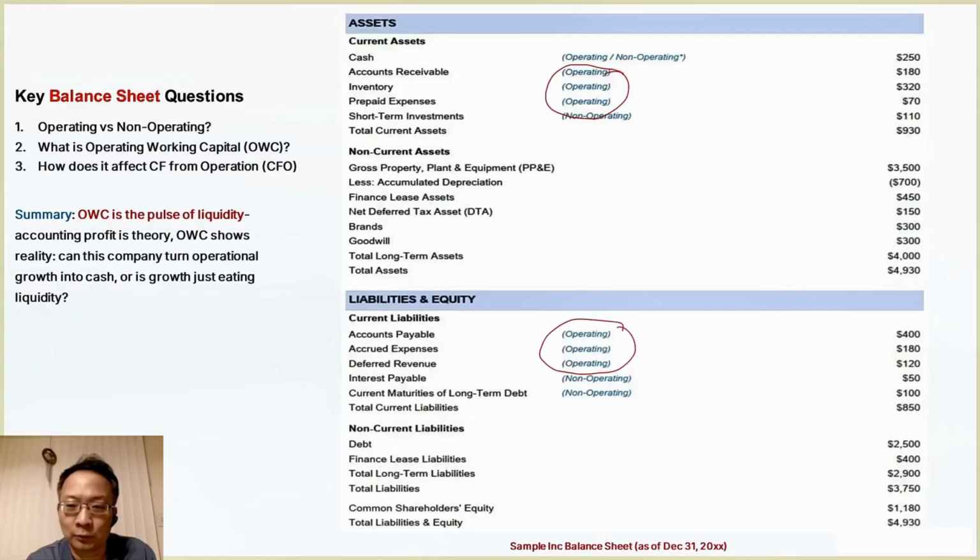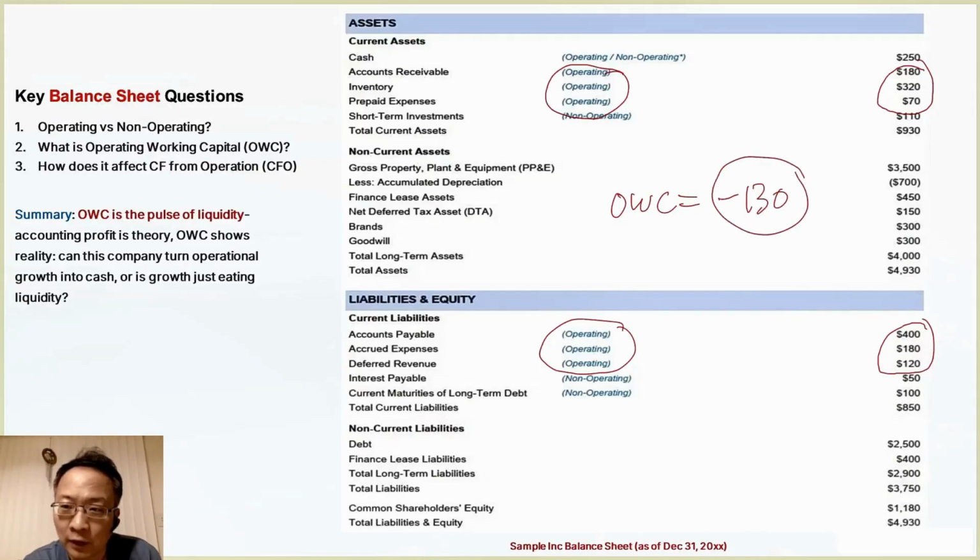So let's take a look at this process. What exactly is OWC? We can calculate it, and actually, it's pretty simple. Just add up 180, add 320, add 70, then subtract 400, add 180, and add 120. If you punch it into a calculator, you'll see it comes out to negative 130. At first glance, negative 130 might seem like a bad thing, but it's not. When it comes to operating capital, this is important because it's directly related to your operations. But it's not about cash.